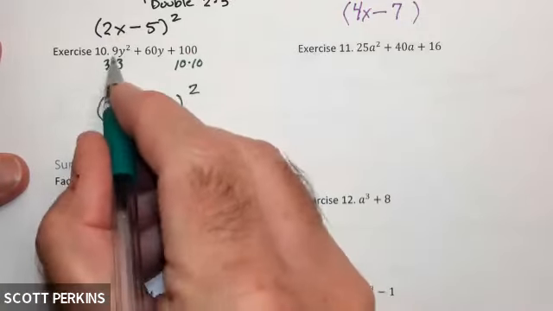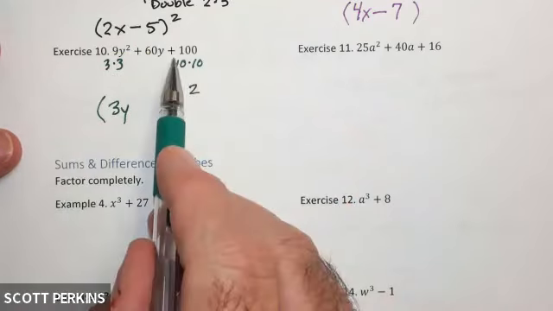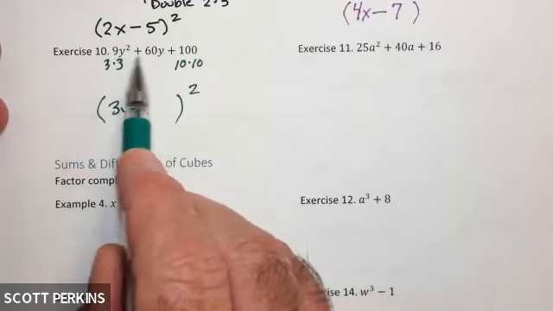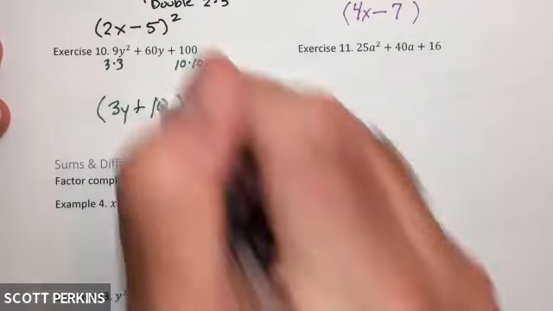And so what I've got is 9y squared is 3y times 3y. This tells me the signs are the same, which is good. If it's going to be the same factor times itself, this tells me they're both going to be positive. And then 100 is 10 times 10.